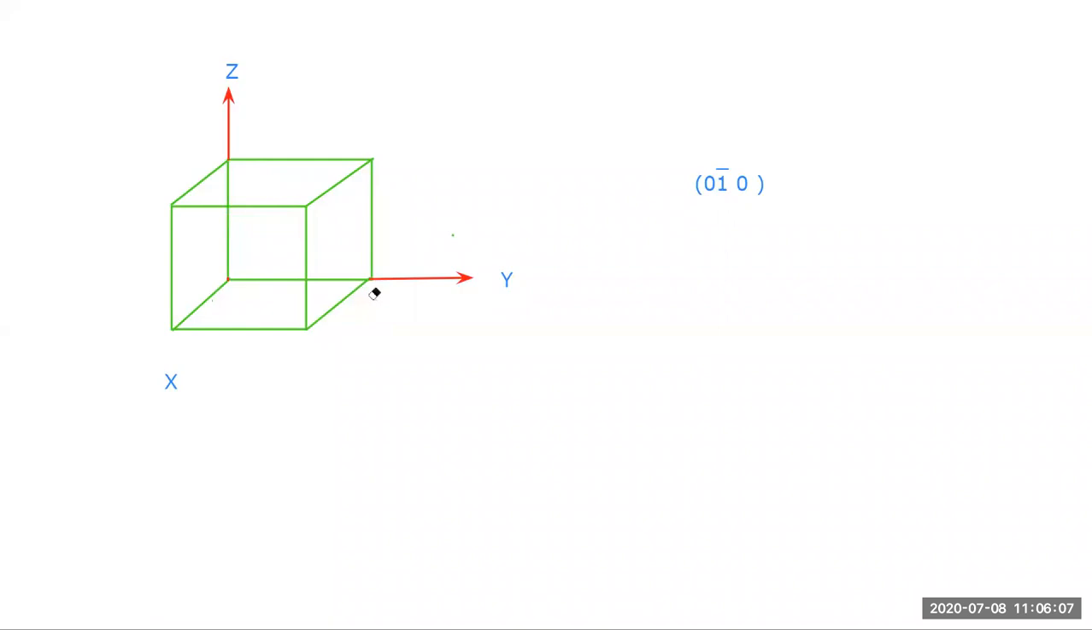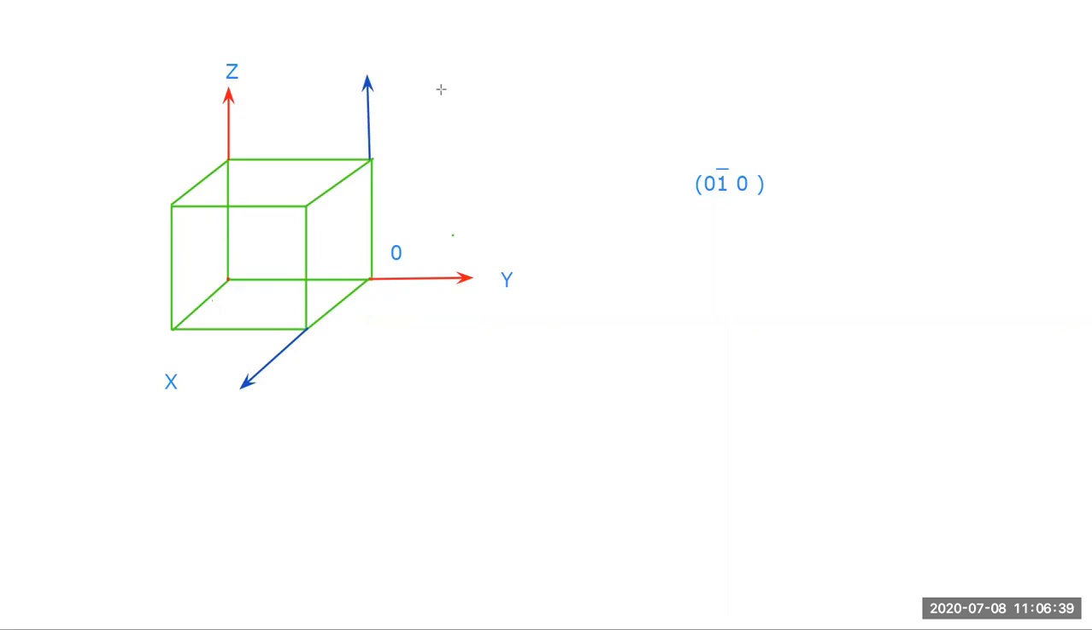So origin is what? At this point the origin is there. This point is the origin point. So from that you have to again indicate the axis. So from the origin you have to indicate the axis. This one is X axis, this one is Y axis, and this one is Z axis.